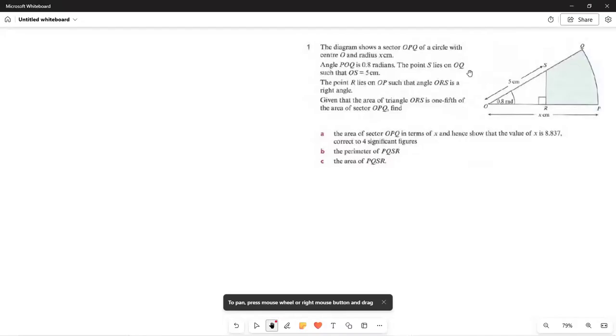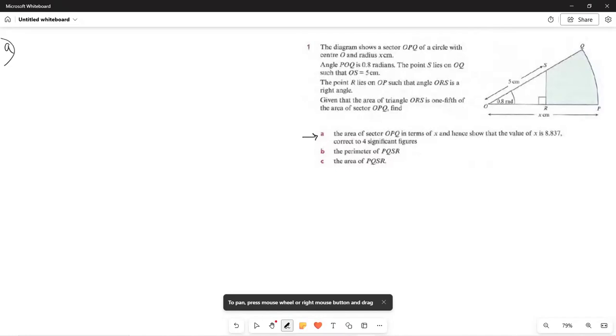So, try to solve this question today. Interesting question. First of all, we need to find the area of the sector OPQ in terms of x, and hence show the x value. For part A, this is quite easy.